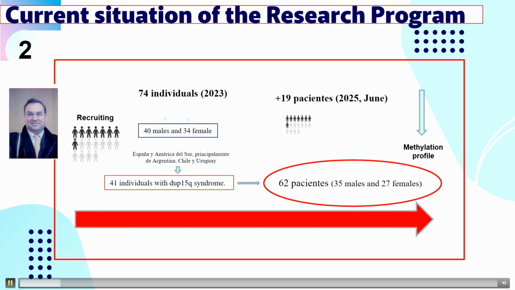Current situation of the project: starting with 74 individuals in 2023, mainly from different regions of Spain and Latin America, mainly Argentina, Chile, and Uruguay. After grading the results of the patients, and repeating many of those results with SNP array, we finally got 41 individuals with DUP15Q syndrome, and right now in 2025, we have 21 patients more, giving a total of 62 patients, 35 males and 27 females.